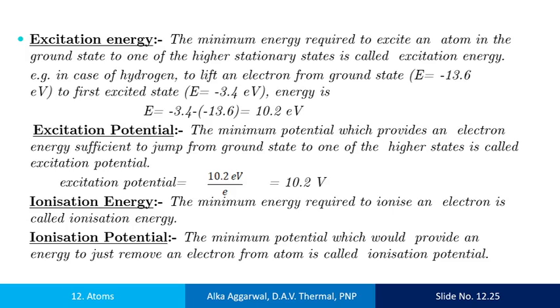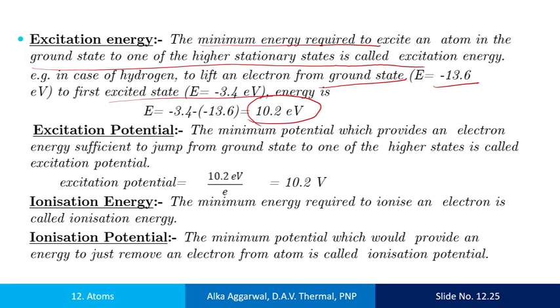Now the excitation energy, excitation potential, ionization energy and ionization potential. You already know about excitation energy and ionization energy, as you have studied them in chemistry. Excitation energy is the minimum energy required to excite the atom from the ground state to a higher energy state. In the hydrogen atom, the energy in the ground state is minus 13.6 electron volt, and in the first excited state, that is at n equal to 2, it is minus 3.4 electron volt. So the excitation energy is 10.2 electron volt. With this amount of energy, the electron jumps from the first level to the second level.